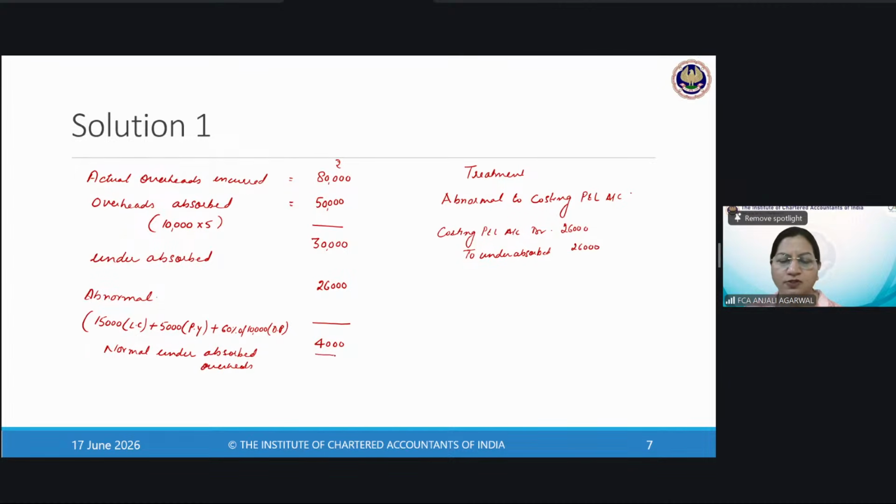Out of the remaining 4,000, how will you treat it? So look at further information we have. The total units manufactured were 40,000, out of which 30,000 are sold and 10,000 are finished goods or closing stock.